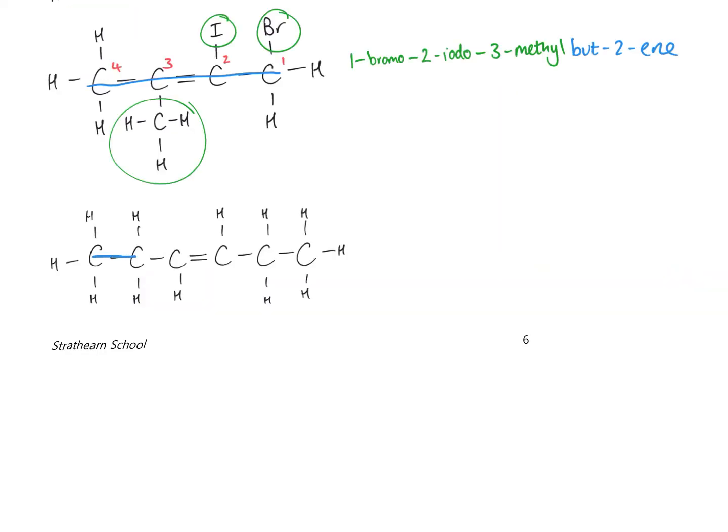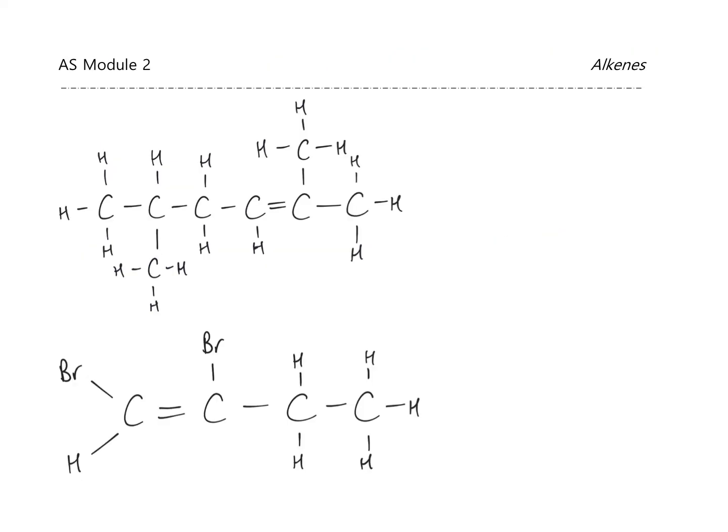Next one then, longest carbon chain right through the middle. It's a bit of an easier one this time. Doesn't matter which way you number from left to right. 1, 2, 3, 4, 5, 6. So it's going to be a hexene, no substituents. So the name is simply hex-3-ene because the double bond is between carbons 3 and 4.